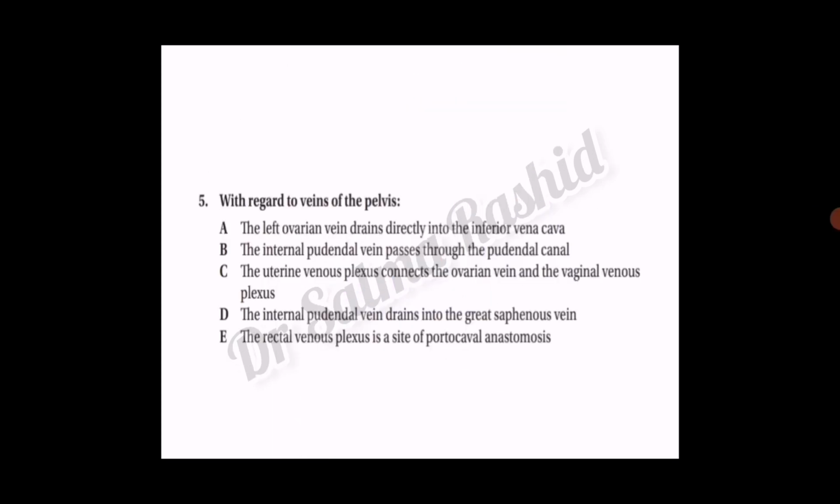The first option was the left ovarian vein drains directly into the inferior vena cava. This is wrong because the left ovarian vein drains into the left renal vein, from where blood goes to the inferior vena cava. Now, second option is the internal pudendal vein passes through the pudendal canal.